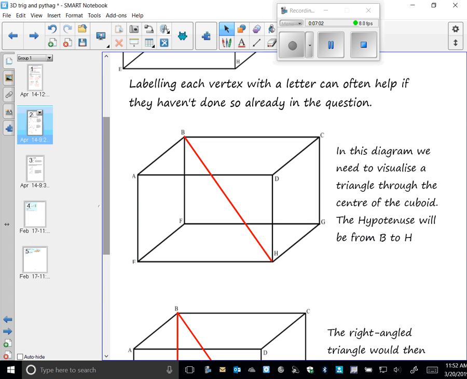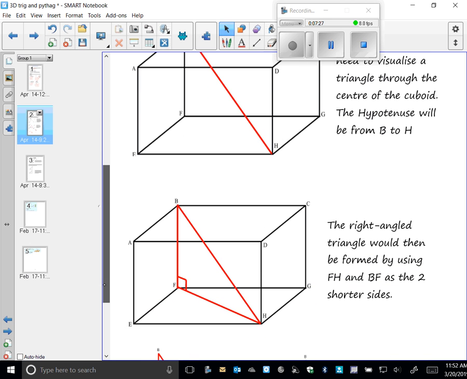So what we're having to do is imagine a line going from this corner up here down to this opposite bottom corner. So in this situation, it would be like this. I've gone from my corner up here down to the bottom one through the shape. So I need to drop my line from here to here, and then join that up to H. That's going to form a triangle.